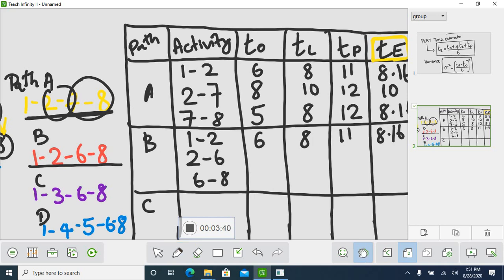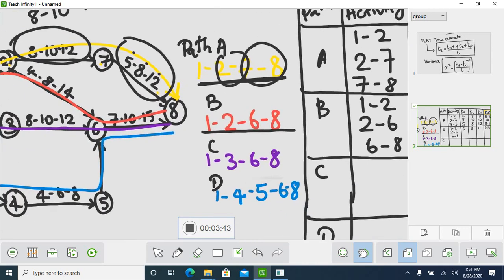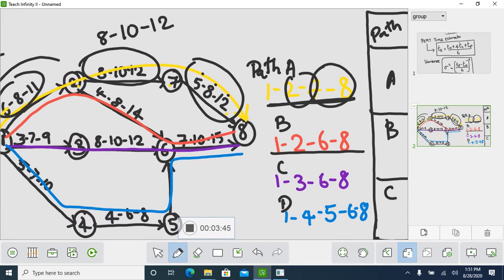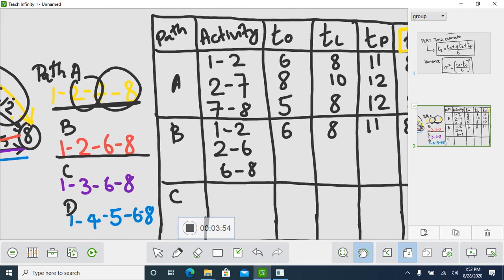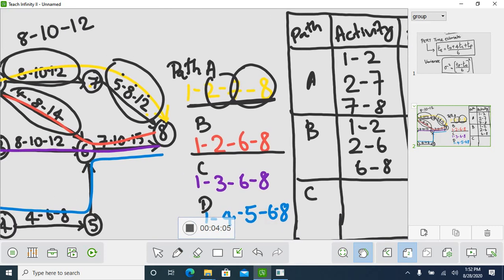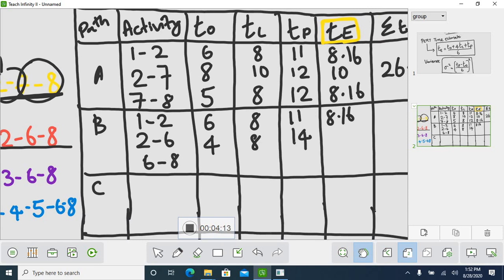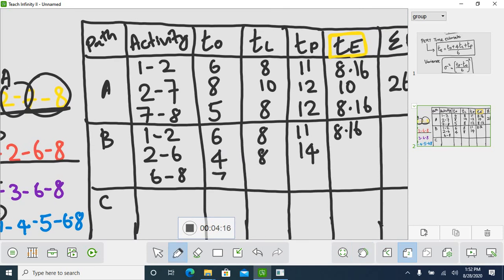Next are 2 to 6 and 6 to 8. Here 2 to 6 is 4, 8, 14. And 6 to 8 is 7, 10, 15.